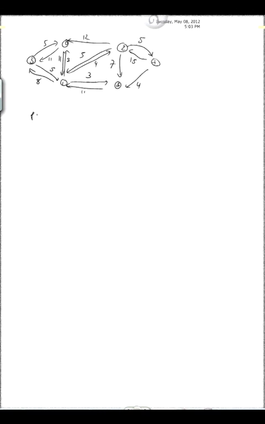So we need to find a path in this residual graph. Let's say that the path we find is S, 1, to t. So S, 1, to t, yep, that's a path. So what's the delta on this path? Well, 5, 4, so it's got to be 4. And now we can draw our final residual network.